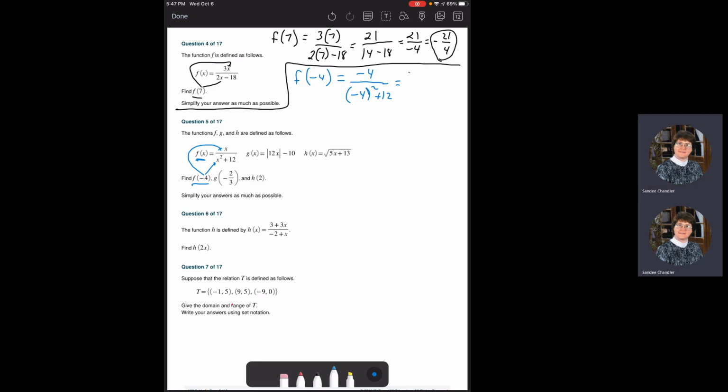All right, so the numerator stays negative 4. Denominator, negative 4 squared is 16 plus the 12. So the numerator is still negative 4. Denominator is 16 plus 12, which is 28. We can simplify that, bring the negative out front. 4 and 28 are both divisible by 4, so that simplifies to 1/7. Negative 1/7 then is your answer.